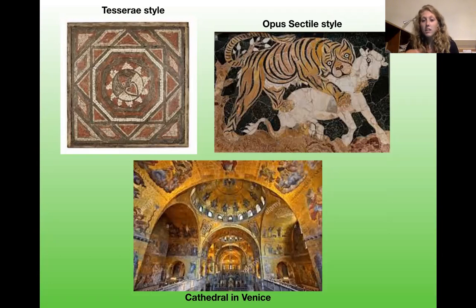And then on the right is called opus sectile style. And this one uses bigger cuts of glass, stone, ivory, shells, whatever the material is, and it places them in a very specific pattern. As you can see here, they're big pieces, but it makes a beautiful picture and it depicts a piece of artwork.